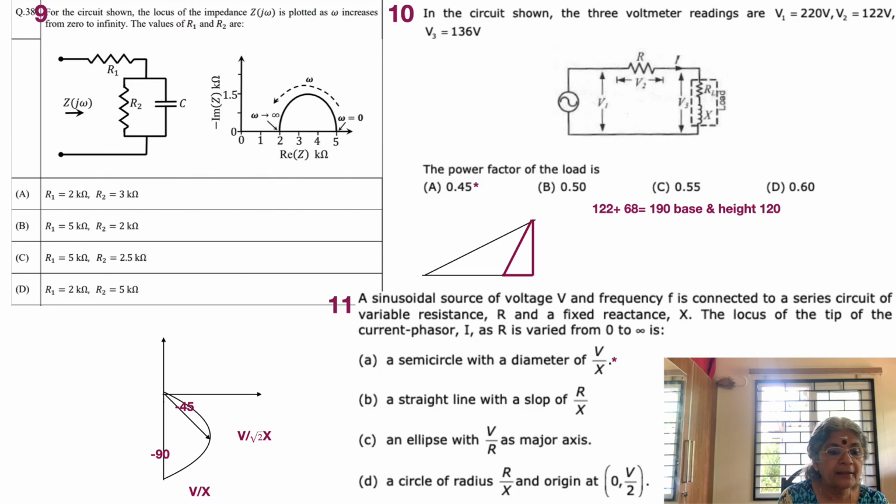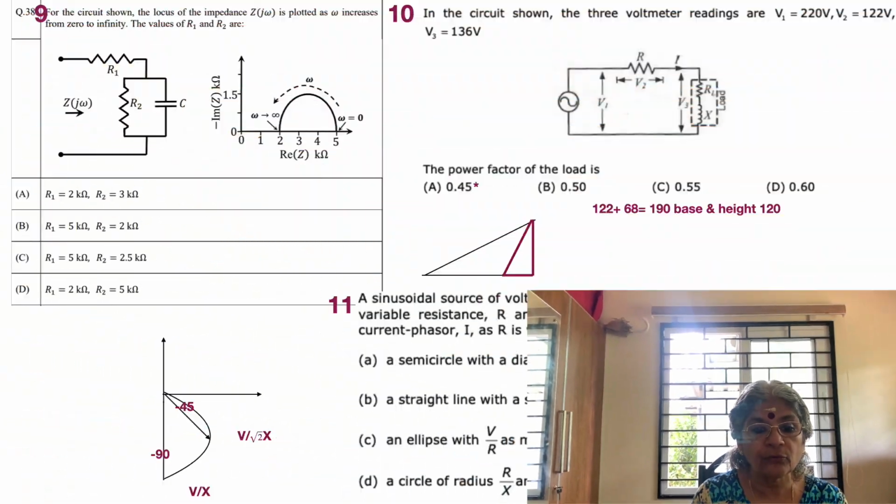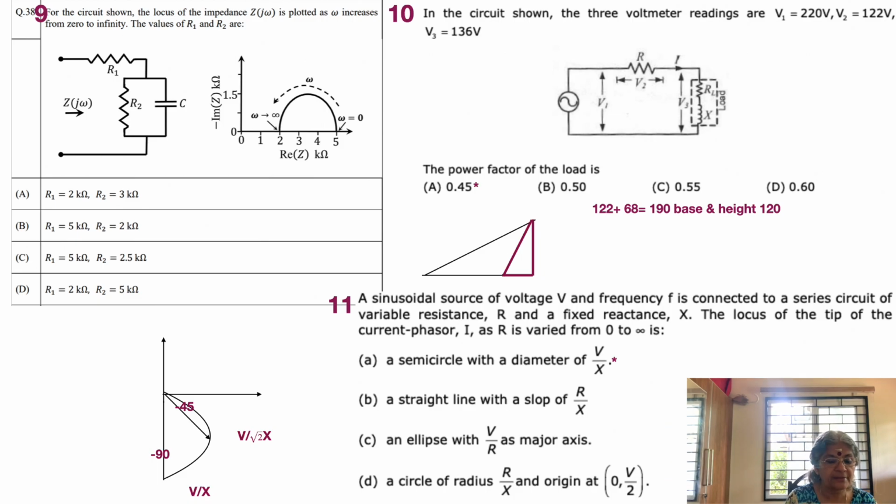Now from the four different answers, we see that there's a diameter of V by X, so that is okay. When R is equal to 0, X happens to be a quantity with j with it, or in other words there's a minus 90 degrees. That's the reason why the current phasor is drawn at minus 90 degrees with respect to the horizontal. So we see that there's a diameter there.